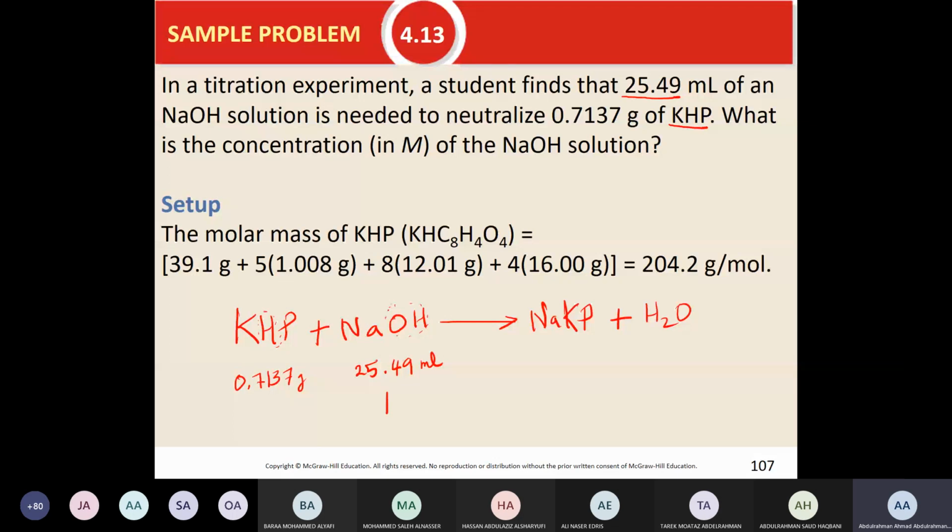So we don't know what's the molarity. We're asking about the molarity. What information do you have? You have the mass of the acid and you have the molar mass of the acid. This is the actual acid, this is the shape of the acid, and this is the total mass. So what's the first step you're going to do? Find the number of moles. Moles what? KHP, exactly.